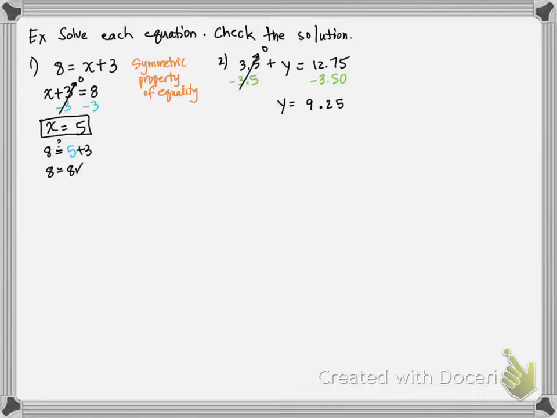Okay? So I'm going to check that. I want to know if 3.5 plus 9.25 does that actually equal 12.75? Okay? So I'm going to line up 3.5 underneath here. I get 5, I get 7, I get 12, and sure enough, it equals. So that just proves that y has to equal 9.25.